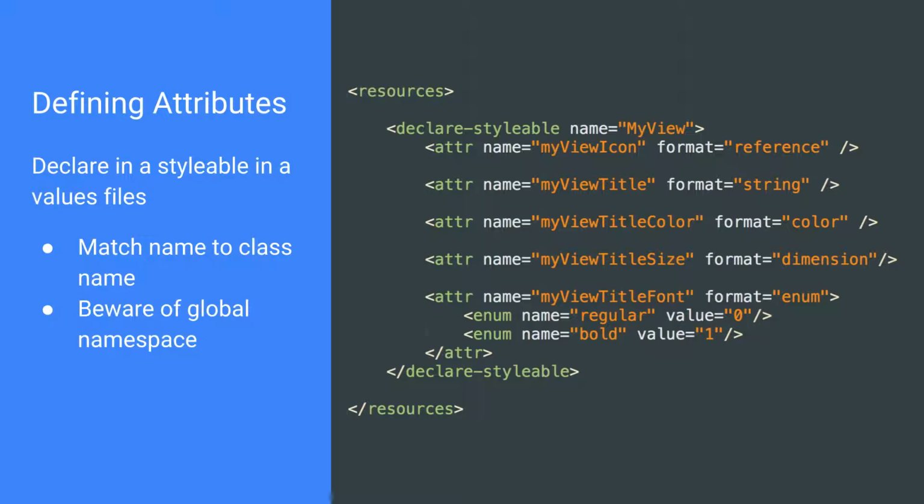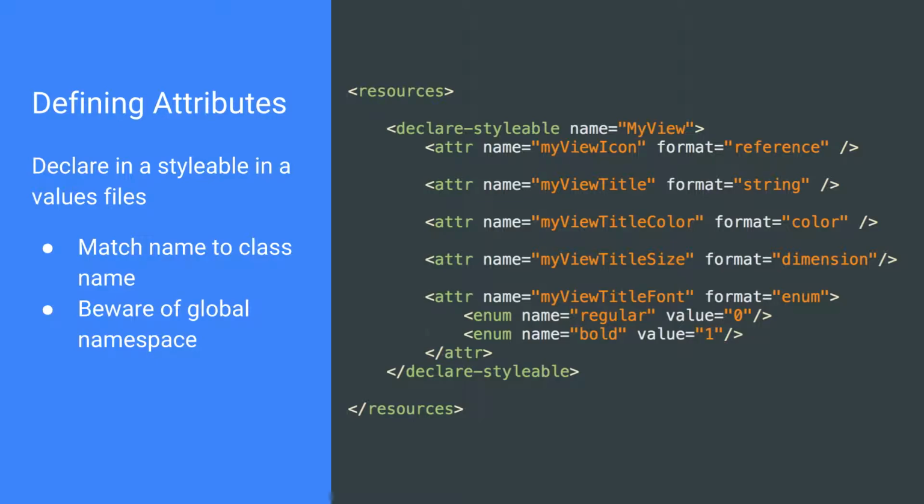The first thing you do, assuming you already have your custom class built, is make a new declare-styleable tag inside your values folder somewhere. Typically we'll put this in its own values file that's specific to the class name. The first thing you have to do is make the name of this declare-styleable the same as your custom view. This means that when Android sees this custom view in XML, it'll know to go pull the attributes out of here. So you need to make sure that these match back and forth.